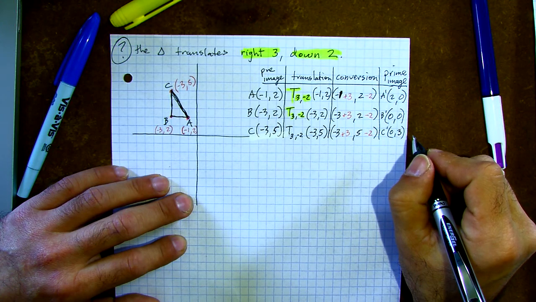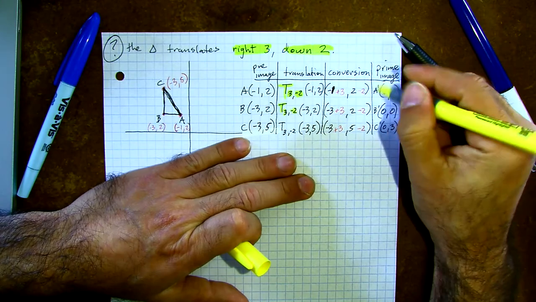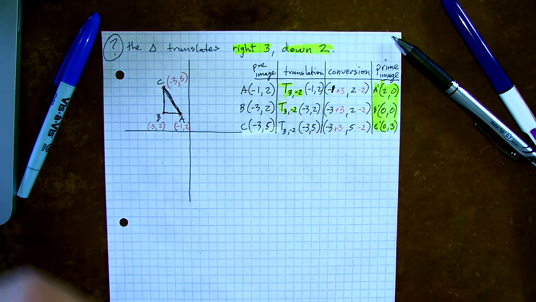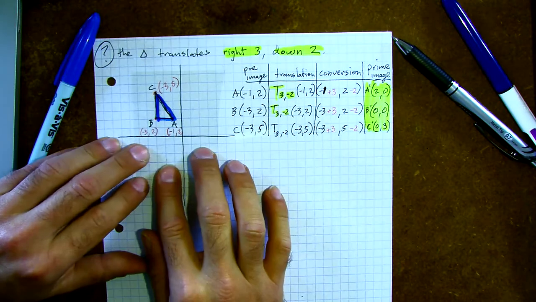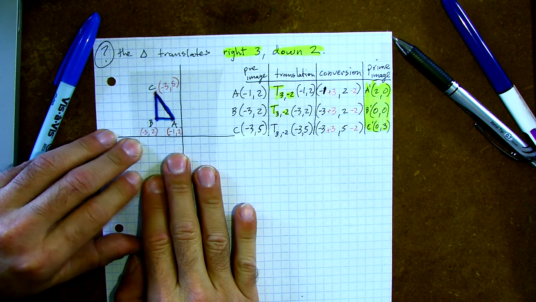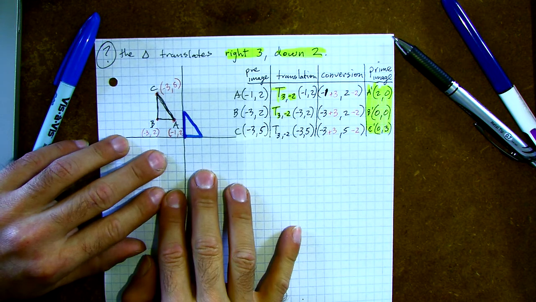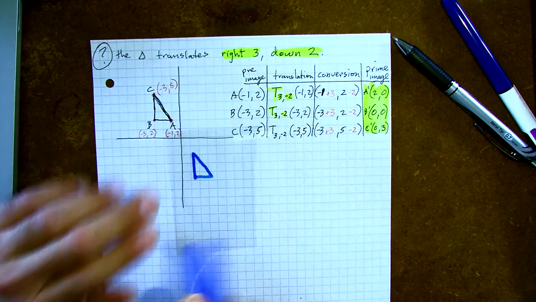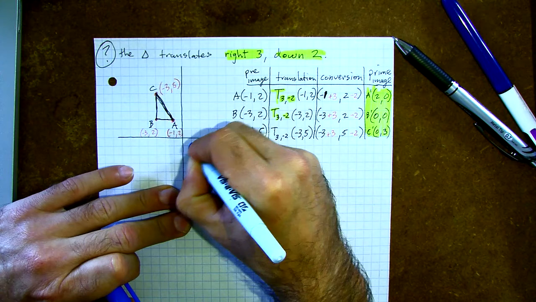Okay, so these are our new prime points. These are the points that create the new image. The prime is the image. So let's see if we can get it. I'm taking it from the pre-image and moving it to the right 3 and then down 2. Let's see if this makes sense. This is going to be A prime, B prime, C prime.